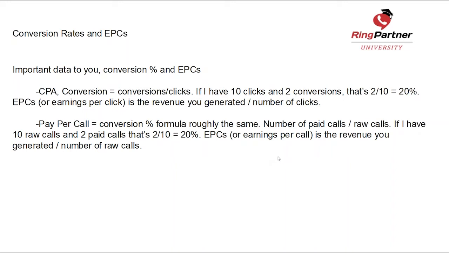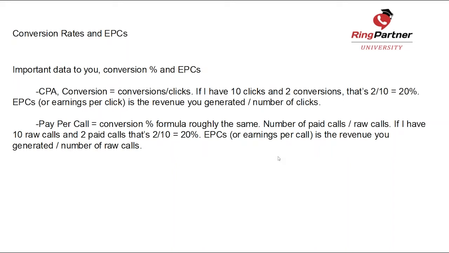So this is really important data, conversion rates and EPCs. This is basically the lifeblood for you guys. You can't tell how a campaign is performing unless you have the data, unless you have clicks, unless you have conversions, conversion rates, EPCs, all that kind of stuff.